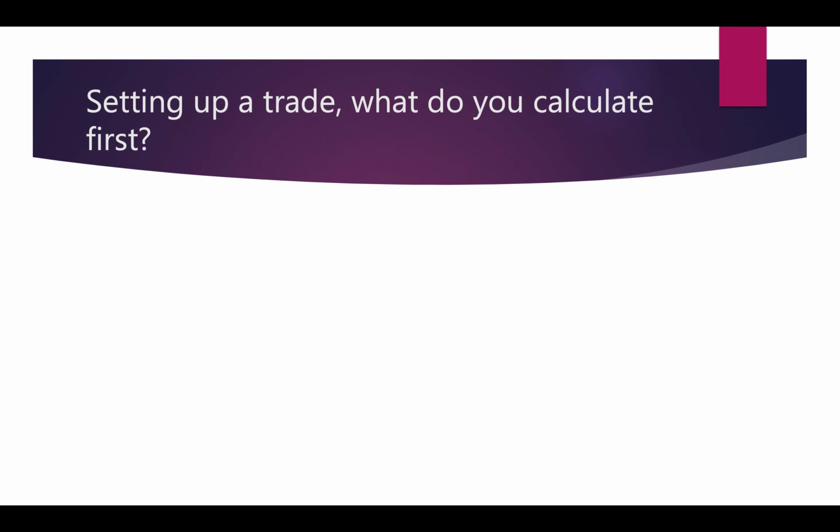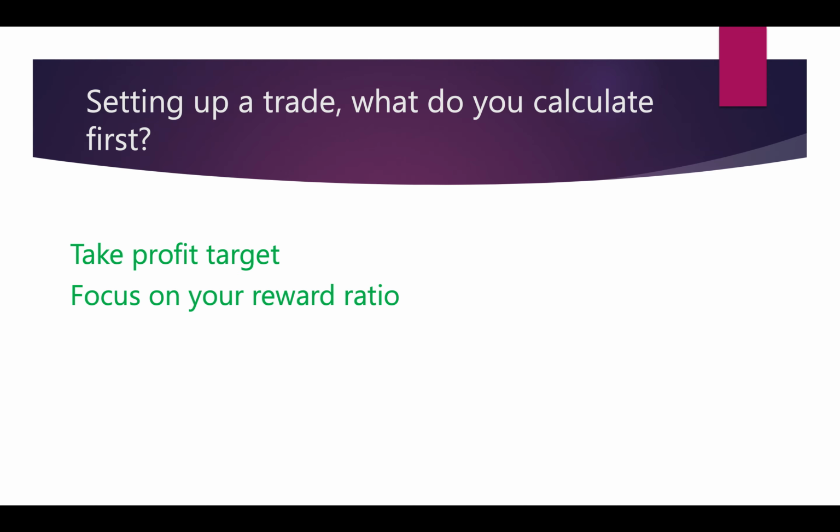So, setting up a trade, what do you calculate first? Most traders calculate the take profit target, and they focus on their reward ratio because they're like, yes, money, trading's easy. I'm going to win this trade, and that's how much I'm going to get from this trade, and I'm going to go out and spend it. Maybe a new pair of shoes or something. Absolutely the wrong approach, guys.